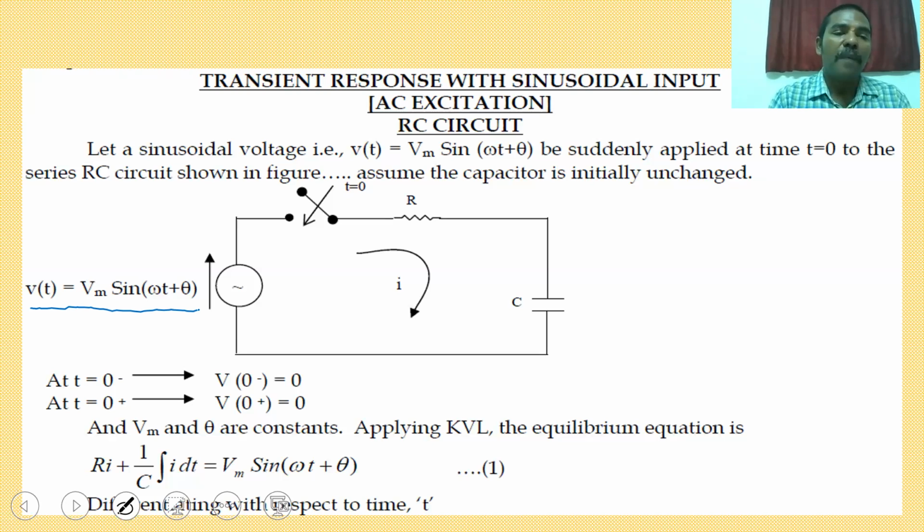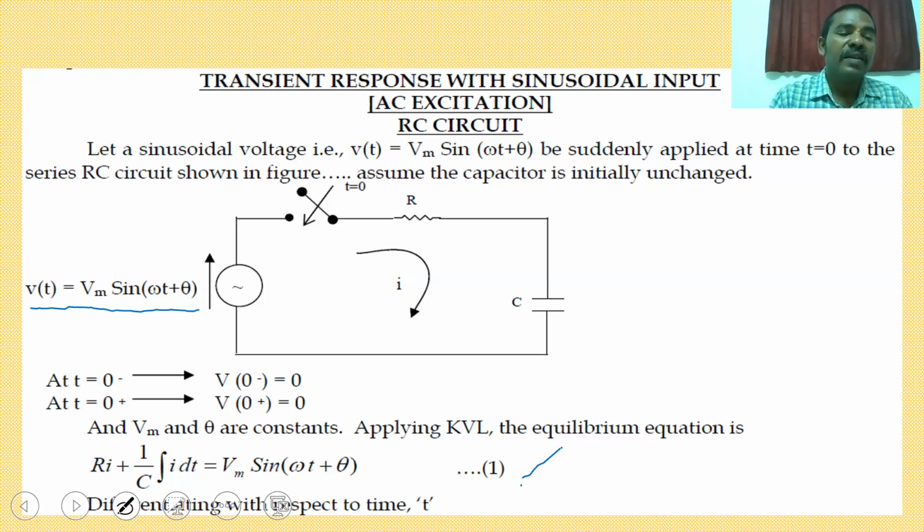Then apply KVL for writing the equilibrium equation. Voltage drop across the resistor is R into i. Voltage drop across the capacitor is 1 by C integral i dt. And your applied voltage v(t) is Vm sin(ωt + θ). So that is your first equation: Ri + 1/C ∫i dt = Vm sin(ωt + θ).